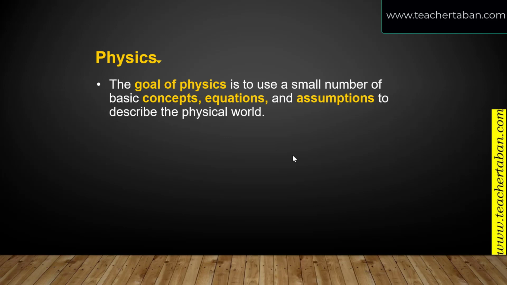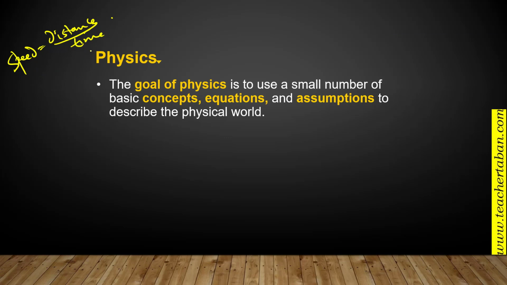I can just begin by asking a simple question: what is speed, for example? I know that you'll tell me that speed is the ratio of distance to time. In other words, speed is equal to distance out of time. That is a concept. Speed is a distance out of time, and the equation of that concept is this one here, that speed is equal to distance over time. Now, using this concept and the equation plus the assumptions, you can always describe the physical world around us.